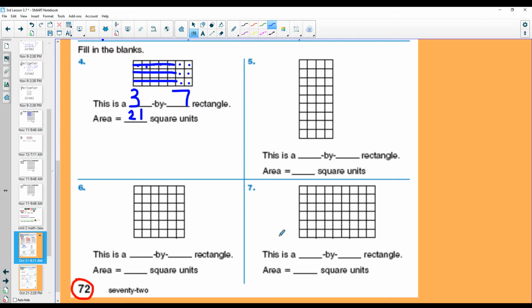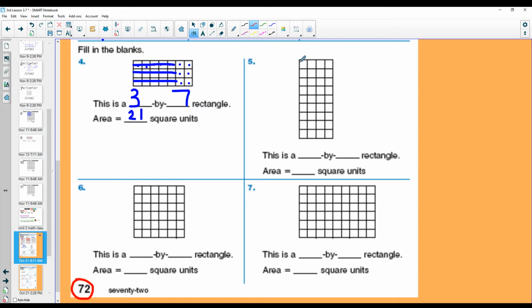So what I would like you to do here is pause the video, do 5, 6, and 7, and then come back with me and check your answers. Are you pausing the video right now? You should be. Do the work. Grow your brain. All right, hopefully you're done, and let's count.